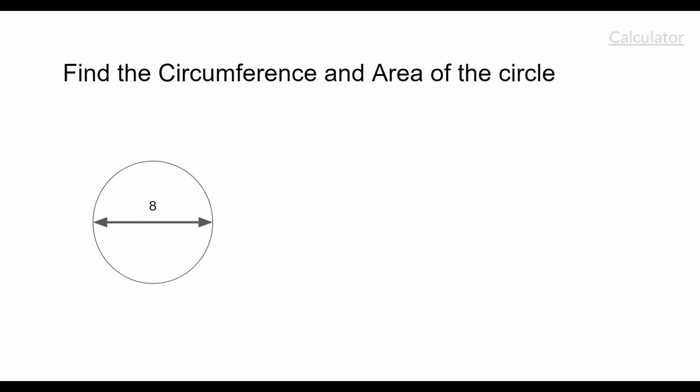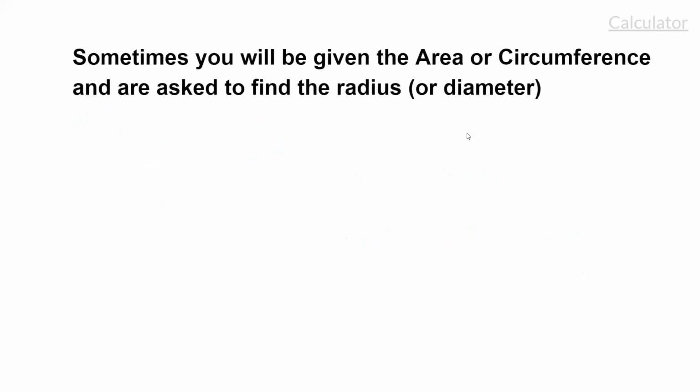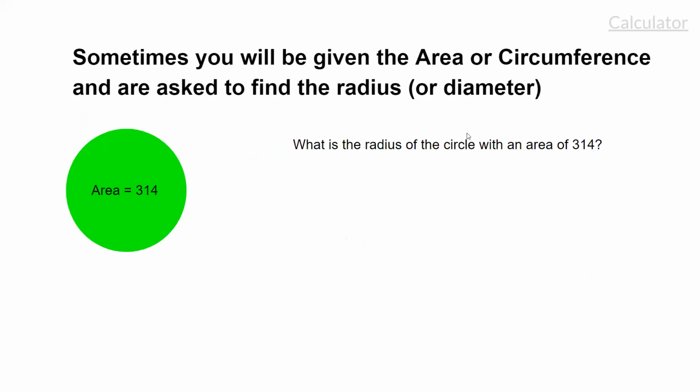Okay, let's move on to our last topic here. Sometimes you will be given the area or the circumference and asked to find the radius or the diameter possibly. I've got 2 examples here. Here's the first one. We have this green circle and we're told that the area is equal to 314. So what's different about these problems is we need to use a little bit of algebra with the formula.